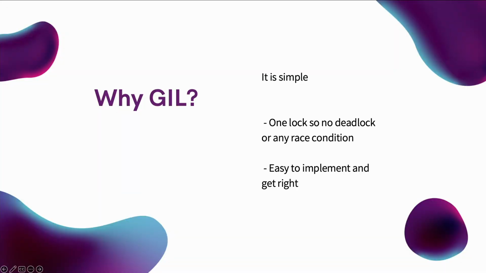So Python went with the GIL. Why the GIL? It was simple. It's very easy. You only have 1 lock, so there's no deadlock. There's no race condition. If you have this lock, you can do your job. If you don't have this lock, you've got to wait. It's easy to implement, easy to get right.